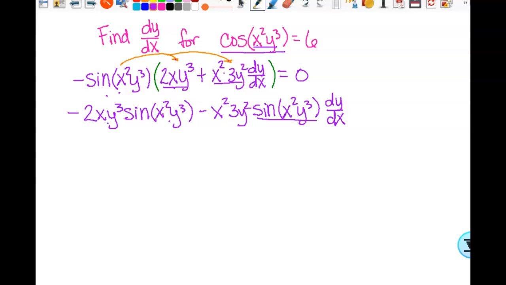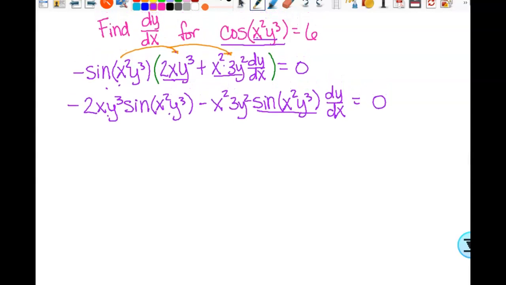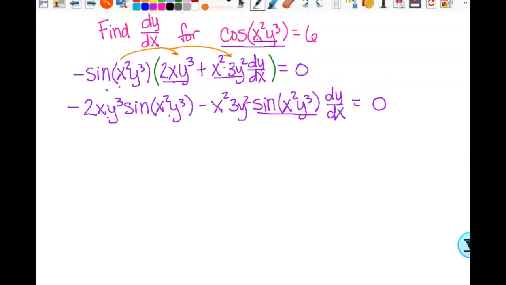Okay, we okay with all that? And that's equal to what? 0. Now, can you finish it? Try to finish it. You can do it. The rest is a piece of cake. It just looks icky. You got lots of variables there.